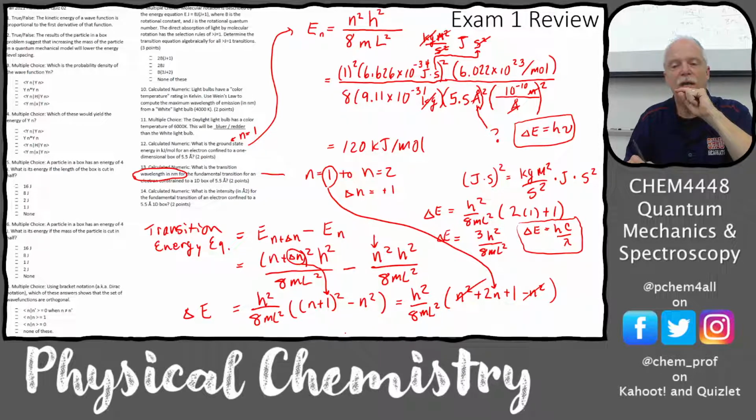And so if it's a 1 to 2 transition, n equals 1. If it's a 3 to 5 transition, it's n equals 3. Okay, that took a long time. So if you have a question, we'll jump on to the next.